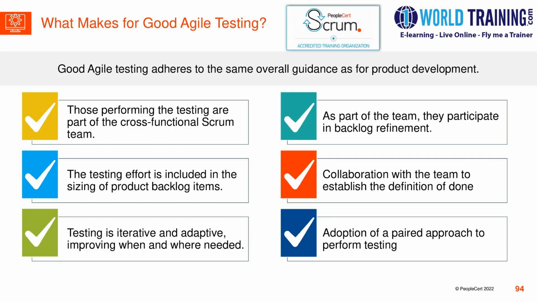And as we call, testing is more iterative and more adaptive in nature. You are thinking of improving the testing practices whenever and wherever it is applicable and required. That's how good agile testing helps you to be always iterative and adaptive in your approach. Last but not least is the adoption of a paired approach to perform the testing. So you always go for a paired approach when you're performing the testing. These are a few things that make good agile testing.